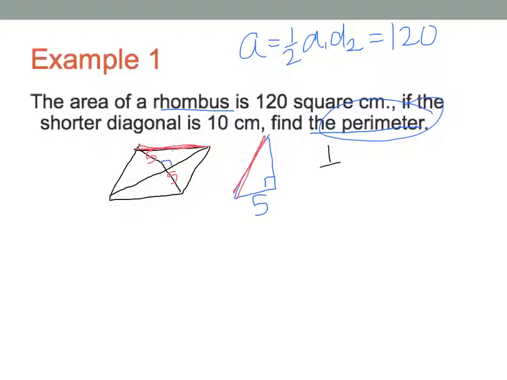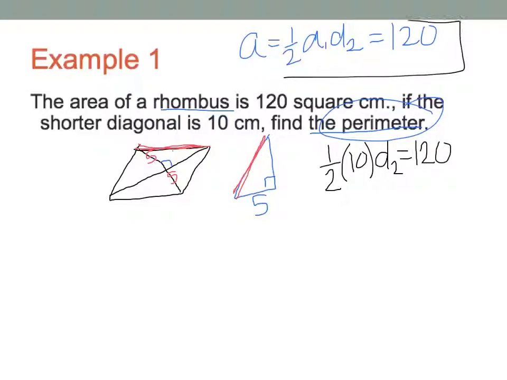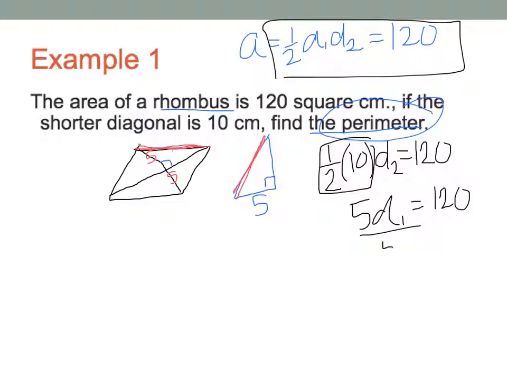So I'll write this in, 1/2 times 10, one diagonal, and I don't know the other diagonal, but I'm going to be able to find it in just a second, and I'll set it equal to 120. It's what they gave me, the area. Let's solve for the second diagonal. I have 5 times diagonal 1 equals 120 because I simplified over here. And now to solve for diagonal 1, let me divide both sides by 5, and I get diagonal there equals 24. Okay, this entire diagonal equals 24.